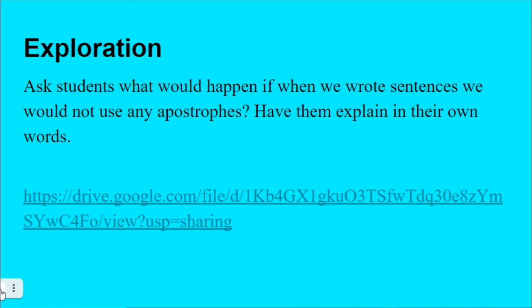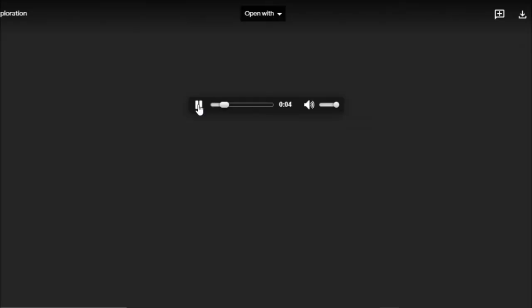So the exploration. As students, what would happen if when we wrote sentences, we would not use any apostrophes? Have them explain in their own words. I don't know how many dogs I will have in my sentence. For example, my dog's chains were stolen. You see that apostrophe S? But if we didn't have that apostrophe S, you wouldn't know how many dogs I will have. And I really like this little girl. She is always thinking out of the box. She's really clever. With this student, I feel that I get challenged sometimes. So I really enjoyed hearing her response.